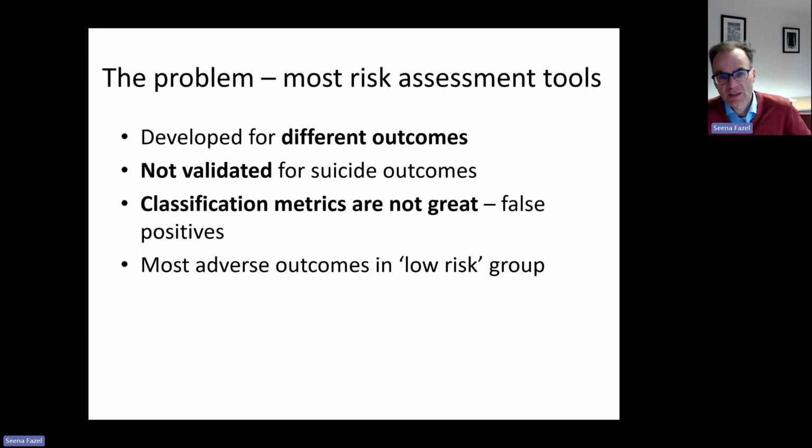And most of these tools have a lot of false positives, and they also have this issue that a lot of the people that experience the poor outcomes in the future are in the low risk groups and are identified as low risk. So there has been a problem, and on the basis of this, NICE and other guideline committees have been quite cautious about the tools, at least for suicide.